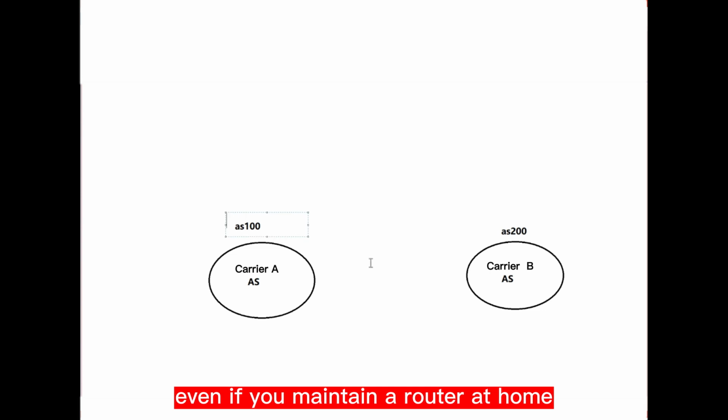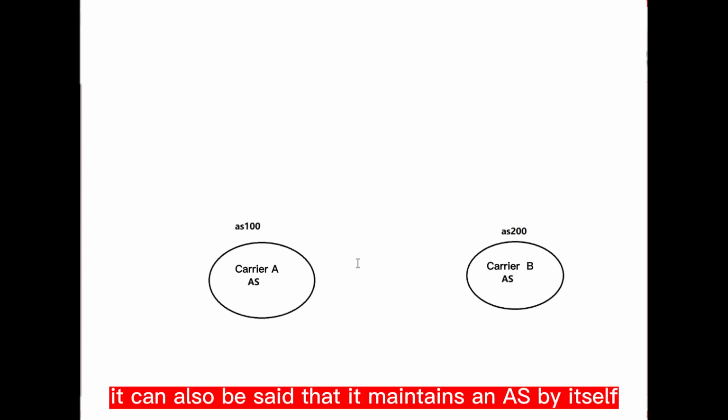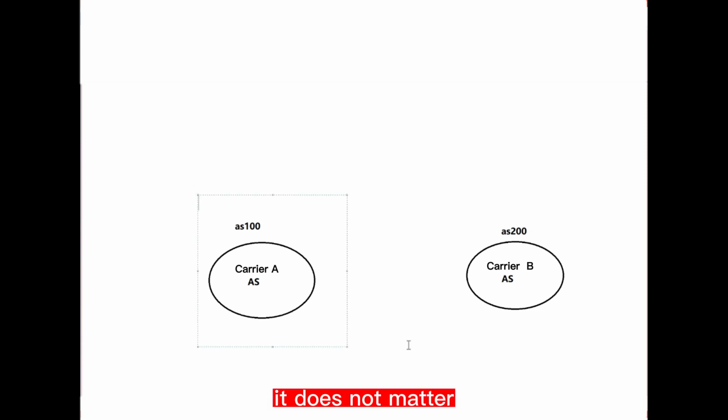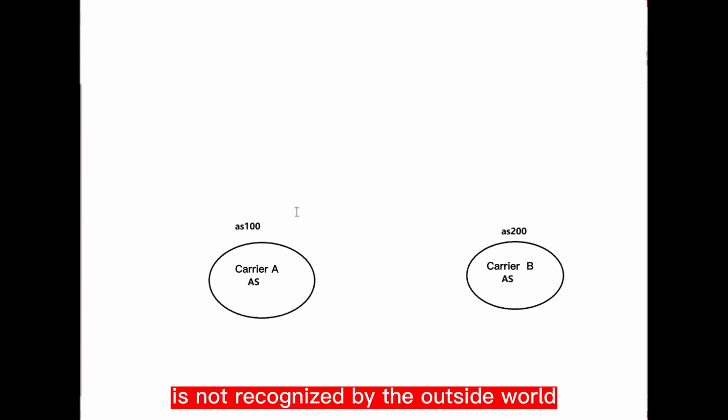Even if you maintain a router at home, it can also be said that you maintain an AS by yourself. It does not matter, because this kind of thing is not recognized by the outside world, but conceptually it can be called like this. A public AS requires a separate application. Here's the difference between them that you first need to know.